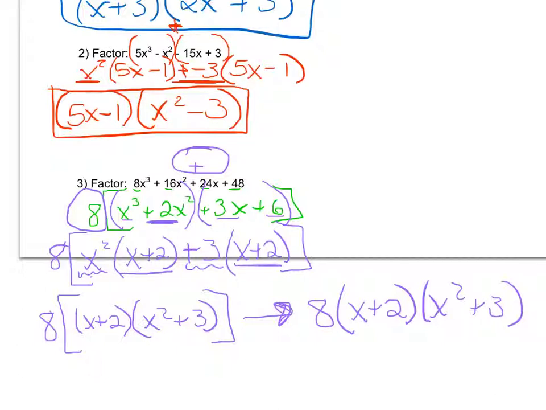It does not matter which way I write this. These are equivalent statements. So big thing, make sure you're first checking for an overall GCF, and then just follow your steps of grouping the first two and the last two, and then we're going to look for a GCF 3 separate times.